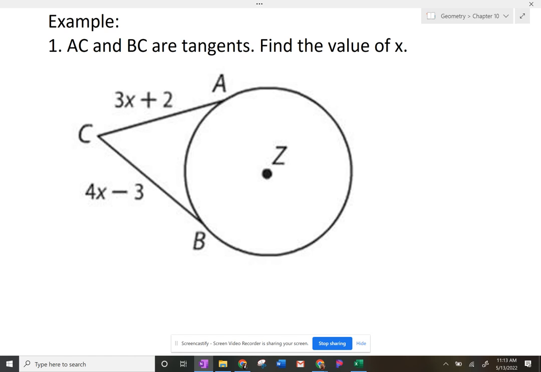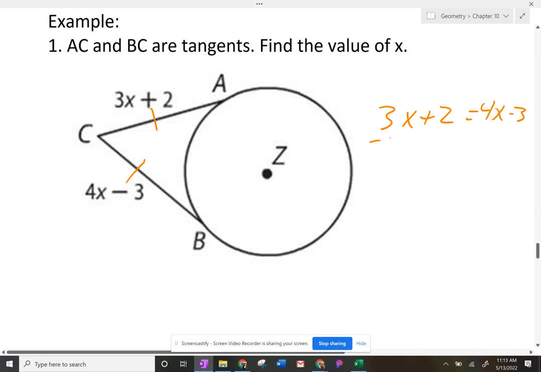So again, 17. These are both tangent lines to this circle. So if they're both tangent lines, they come together at one point. What can you tell me about those lengths? Perfect. They're the same. So I got 3x plus 2 equals 4x minus 3. Again, they equal each other. It's just regular algebra at this point.